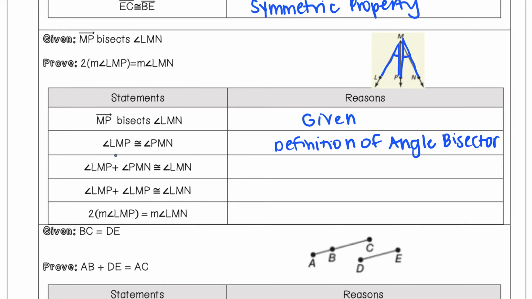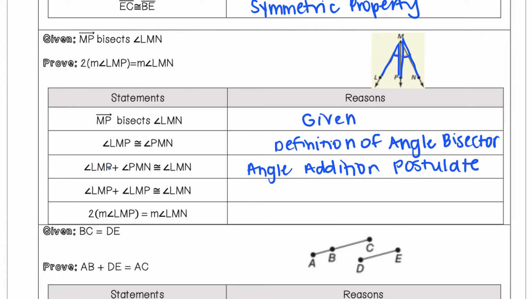Next up, I see that the angle LMP plus the angle PMN, so our two blue angles we've just drawn here, are congruent to the whole angle LMN. Well, that is by our angle addition postulate, that if two angles share a ray, then we can add them together to make the angle that is on the outside of them. So that's just my angle addition postulate.